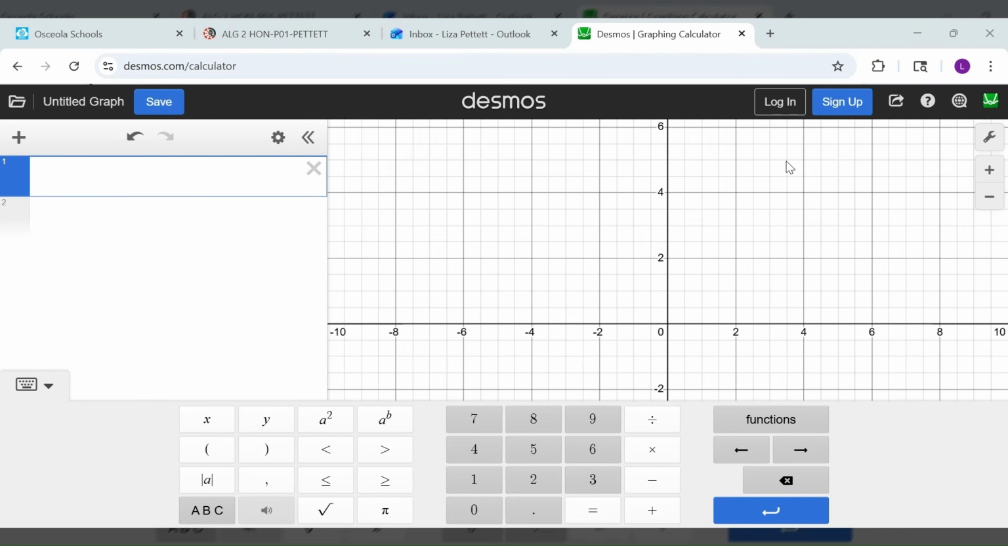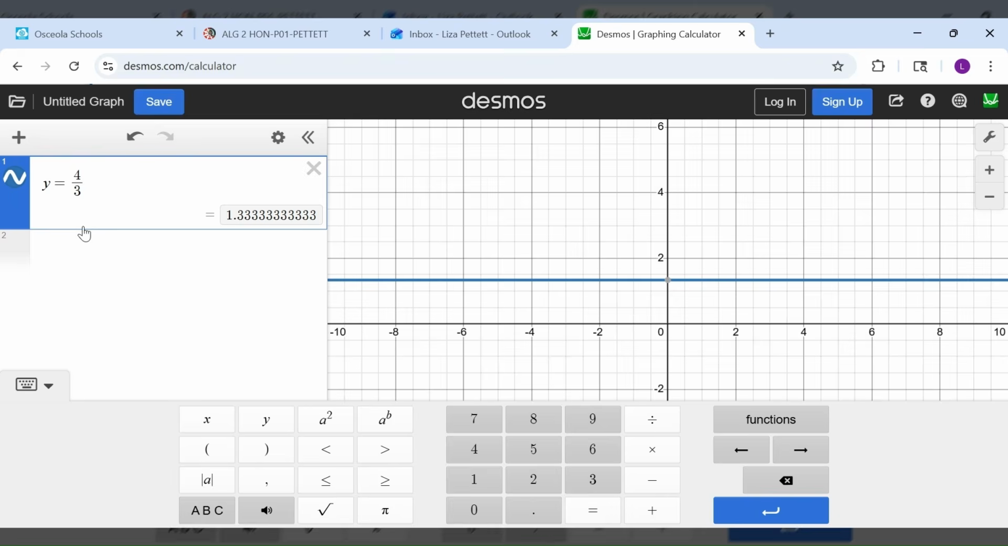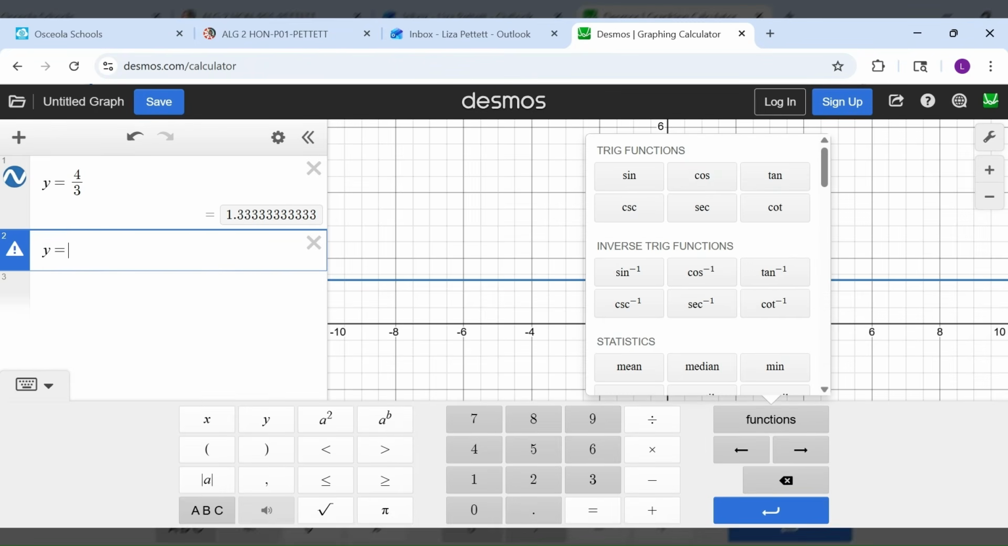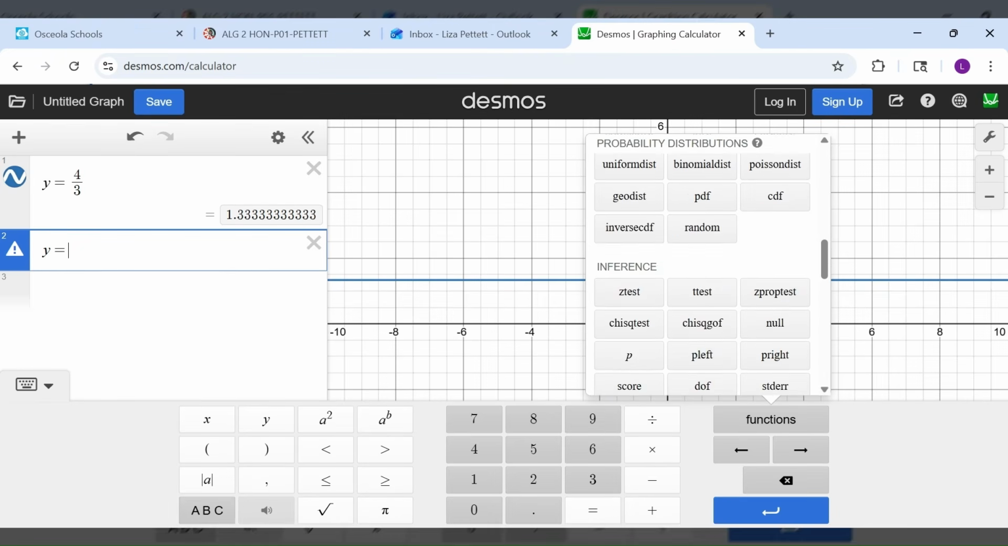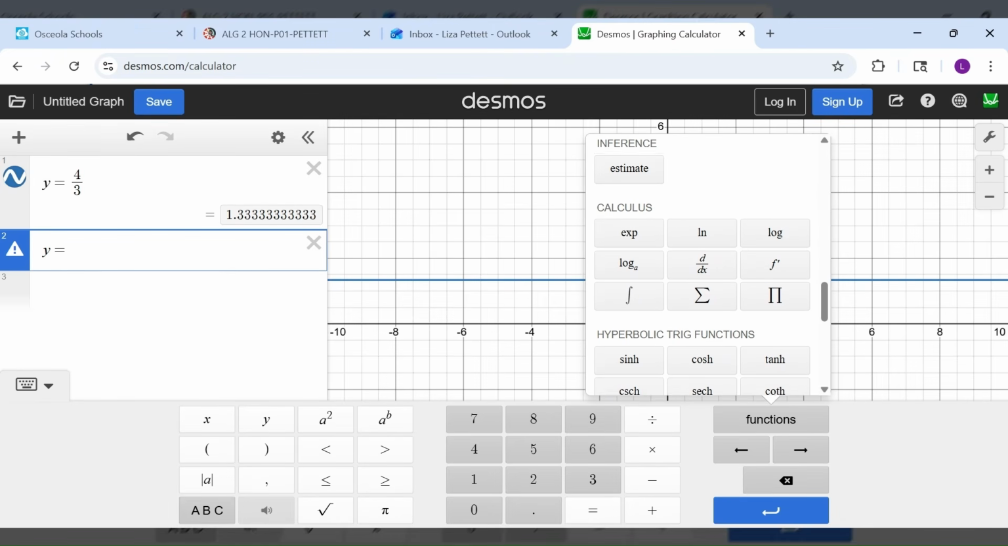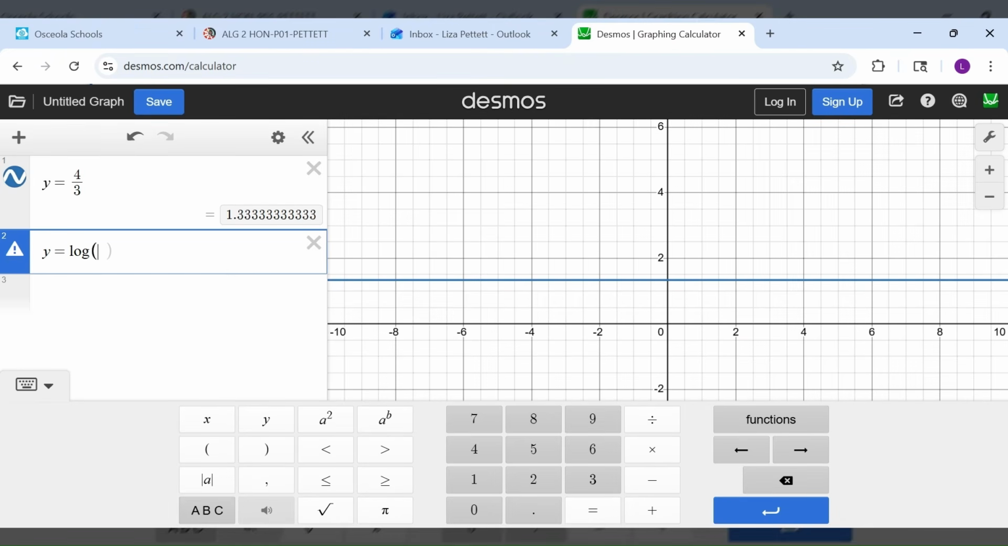Okay, so we said we're going to use systems of equations. The first equation we're going to type in is y equals 4/3. Then our second one's going to be y equals, now because we're doing a fraction bar, we need to also do the log piece. So I'm going to find my log piece. We go down to calculus, hit the log. I'm going to type in x divided by 1661.22.